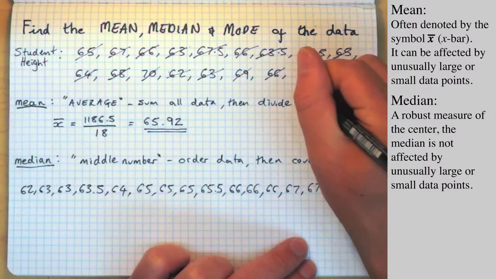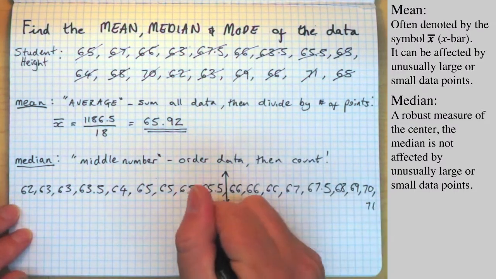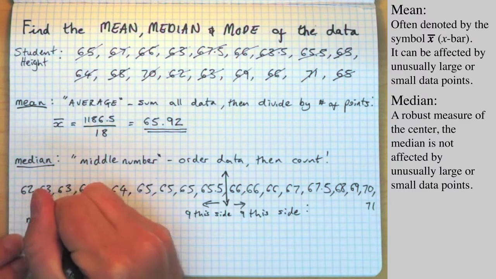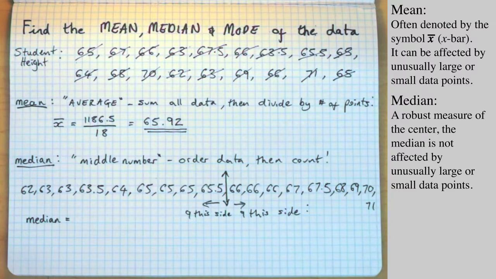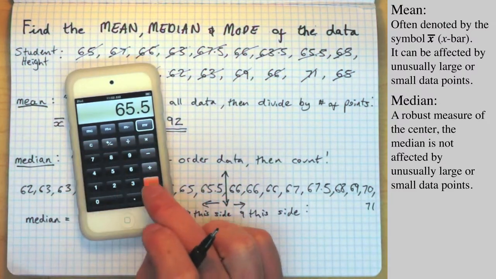Now, once we have our ordered data set, we simply find the middle number. For an odd number of data points, the middle is going to fall exactly on a data point. That's your median. If, in this case, the middle falls between two data points, then simply take the mean of those two values.